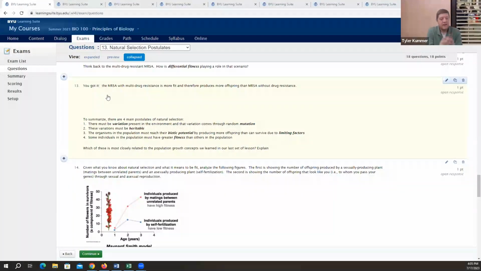So we have to have variation. That variation must be heritable. That variation must make a difference. There must be some form in that variation, in the differences between individuals in our population. There must be a variant that helps an individual have greater fitness. If none of the variants help with that, we don't get natural selection.